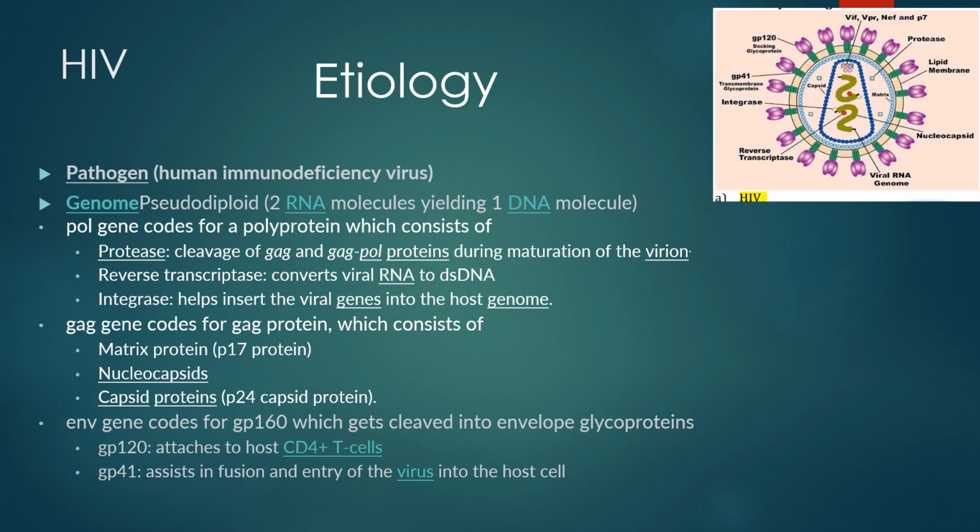The Pol gene encodes protease, reverse transcriptase, and integrase. The Gag gene encodes P17 and P24. And the Env gene codes for GP120 and GP41. So these proteins are very important, and you should know about them.